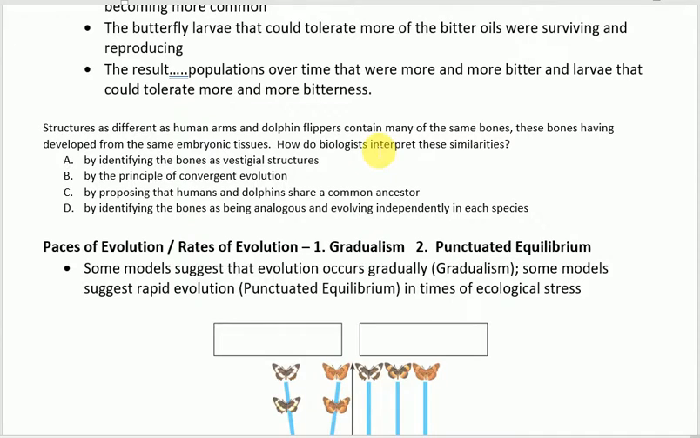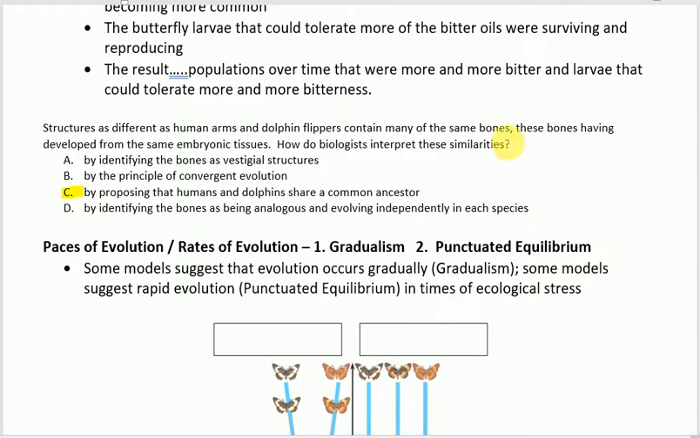So let's look at a sample question here. Structures as different as human arms and dolphin flippers contained in many of the same bones, these bones having developed from the same embryonic tissues. How do biologists interpret these similarities? So, my apologies, this is actually a review question from our last lecture. If you look at these, take a moment and decide which one you think it would be. So, the obvious choice to me would be by proposing that humans and dolphins share a common ancestor. That's what we talked about last time.